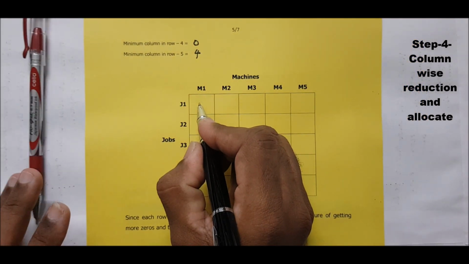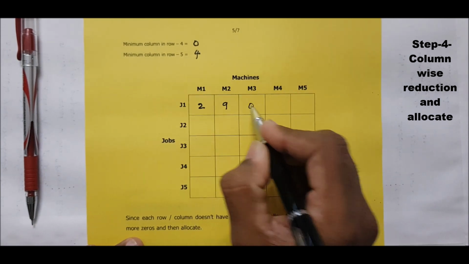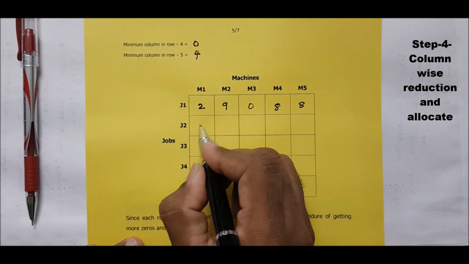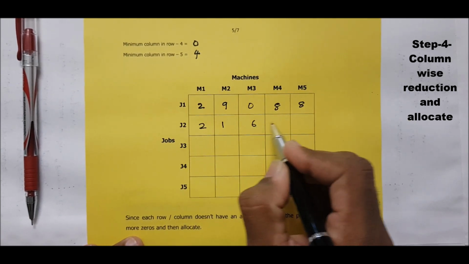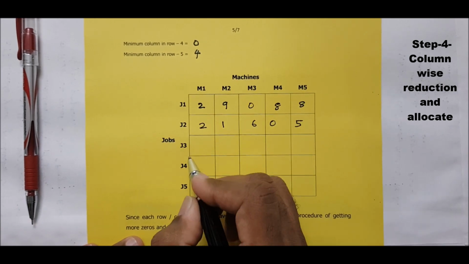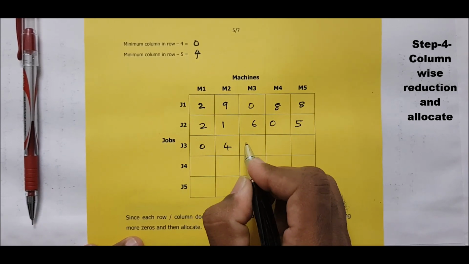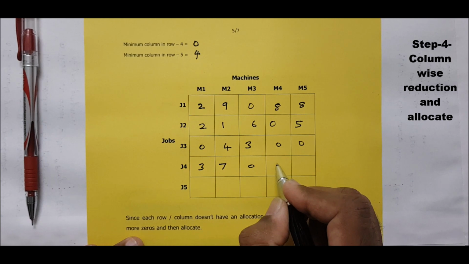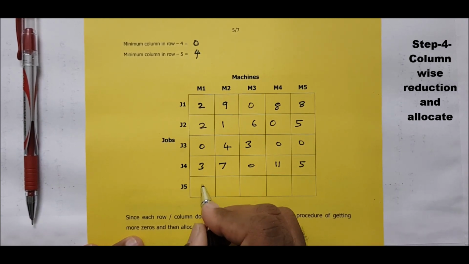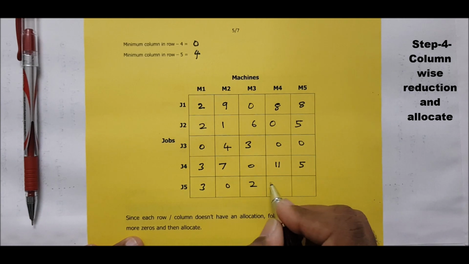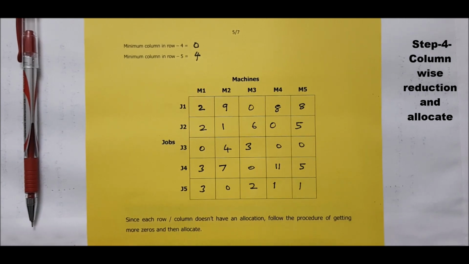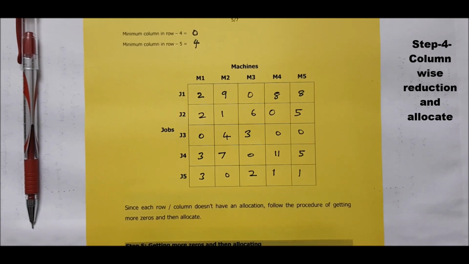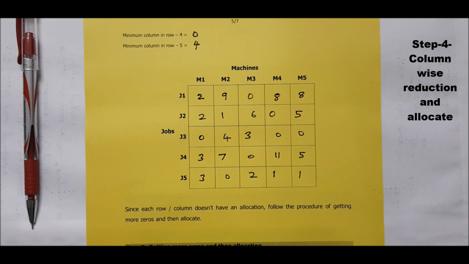You will get 2 9 0, 8 8, then 2 1 6 0 5 and 0 4 3 0 0 and 3 7 0 1 1 5 and 3 0 2 1 1. See, after row wise reduction, this is the table you get. And once you get this particular table, we have to go in for the process of allocation.